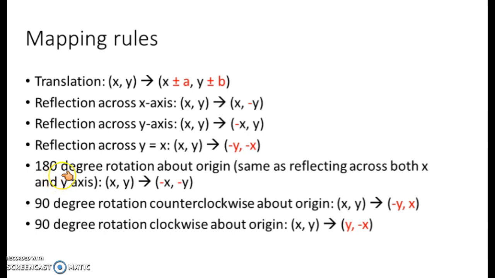For a 180-degree rotation about the origin, that's the same as reflecting across both x and y axis. You would just change the sign of both. A 90-degree rotation counterclockwise, you would switch the order of x and y and you would change the sign of y. For a 90-degree rotation clockwise, you would switch the order of x and y and you would change the sign of x. All right, so you'll probably have to refer back to those while you work on the quiz if you don't already have them memorized.